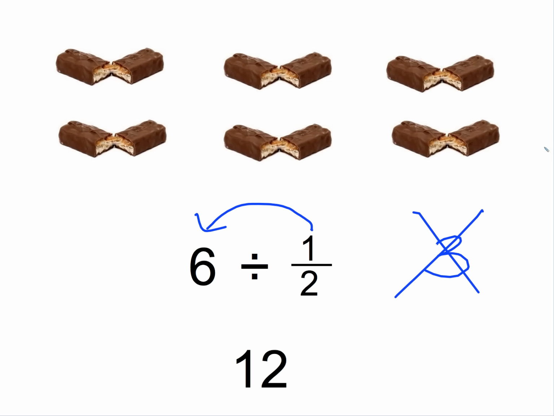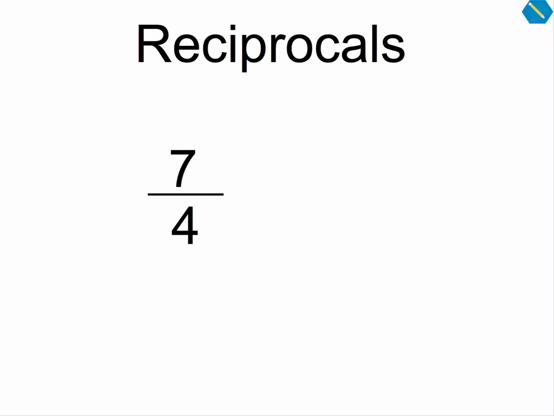Now there is a way to solve this without drawing a picture every time, but before we get to that, you've got to understand what reciprocals are. So write down reciprocals, write down the fraction 7/4. Reciprocals are actually very easy. You take the fraction and you flip it upside down. So the reciprocal of 7/4 would be 4/7.